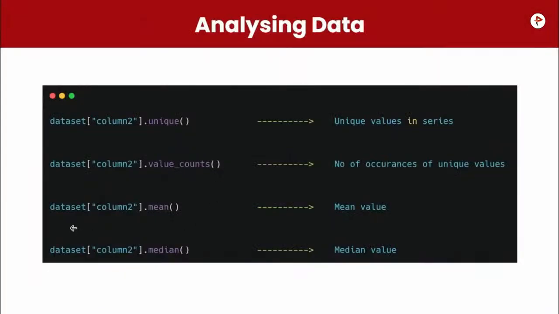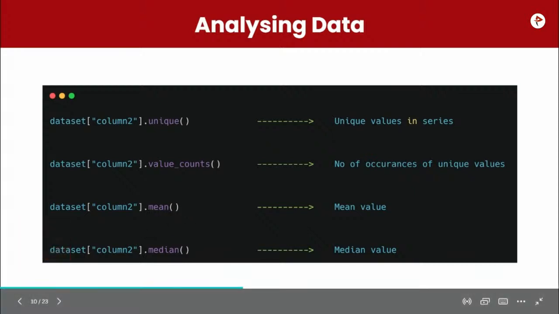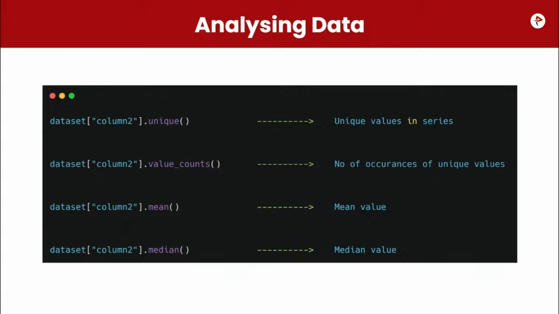And you can also get the mean value. Mean value is the average value. You can select a single column and ask for the mean value. So you can call the dataset, that single column dot mean. This will return the mean value. And if you wish to get the median value, that is nothing but arranging it in increasing order and then taking the middle value. That's what median value is. You can also get that with the help of dot median. We'll do both of these.